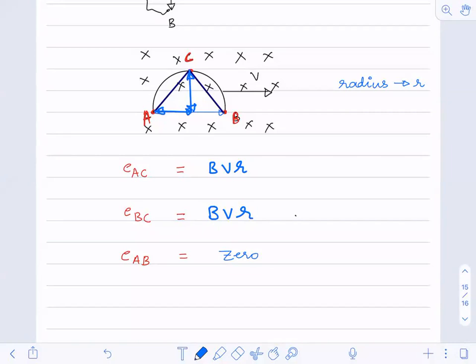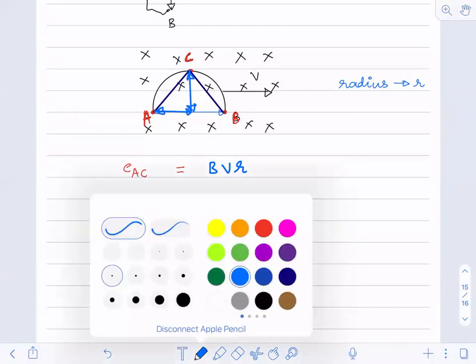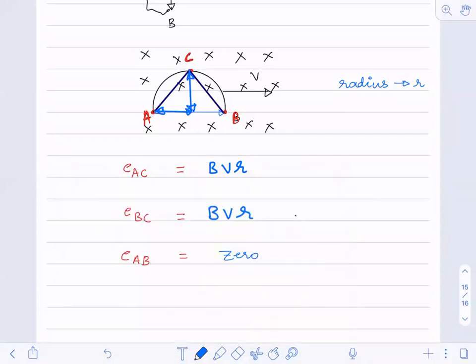Now we have to find out the higher potential end and lower potential end. So here I will be writing high potential end, and here I will be writing low potential end. For the AC section first we'll do. We will forget about the BC part. We'll just focus on this AC portion over here.